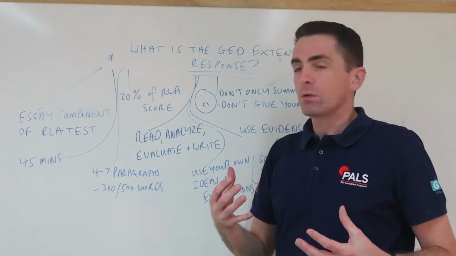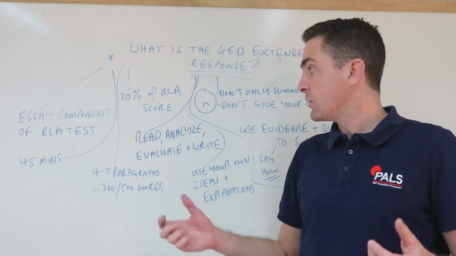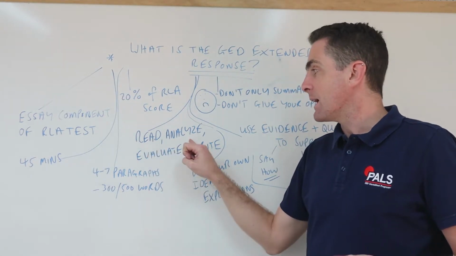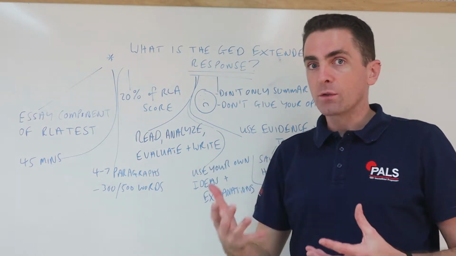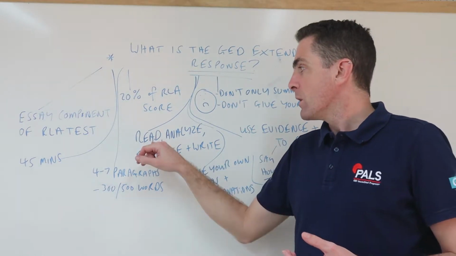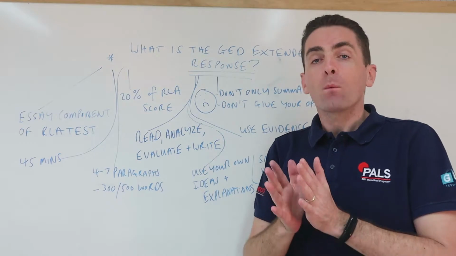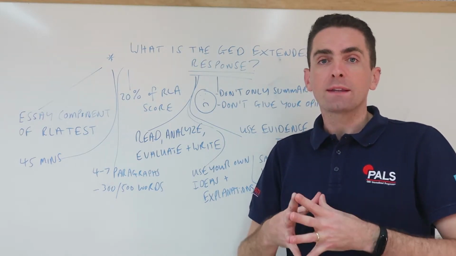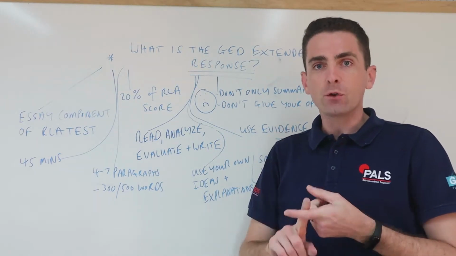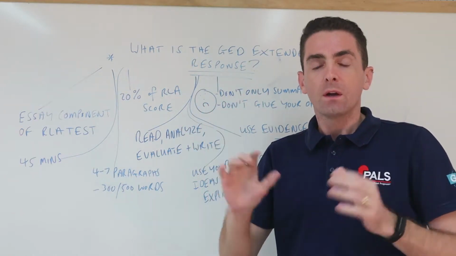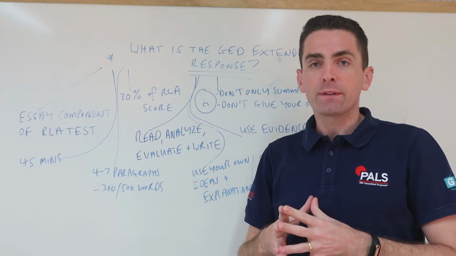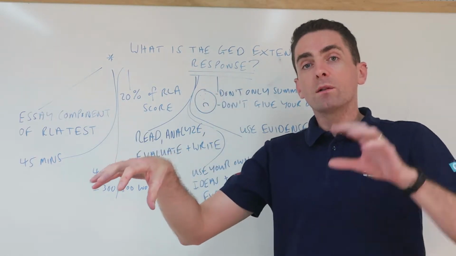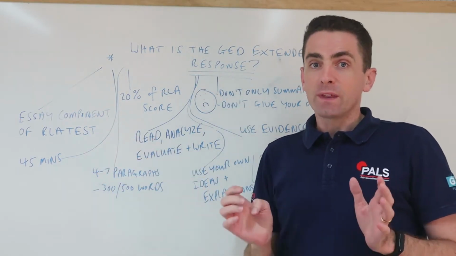What do you have to do in this essay? You have to read, analyze, evaluate, and write. Let me explain those in a bit more detail. When I say read, what you will see when you start the test is that you have 2 articles. Each article has about 3 to 4, maybe 5 pages in it, and one article will have an opposite opinion to the other one.